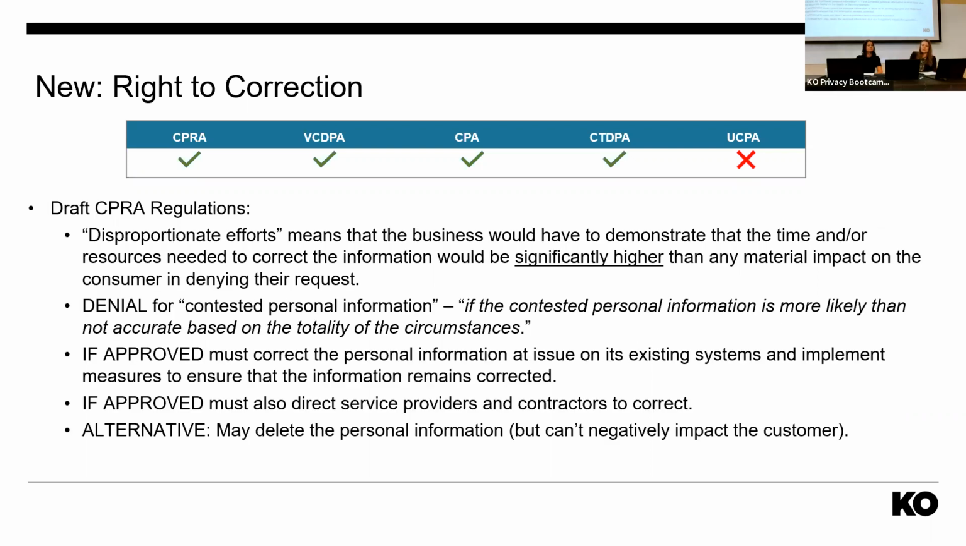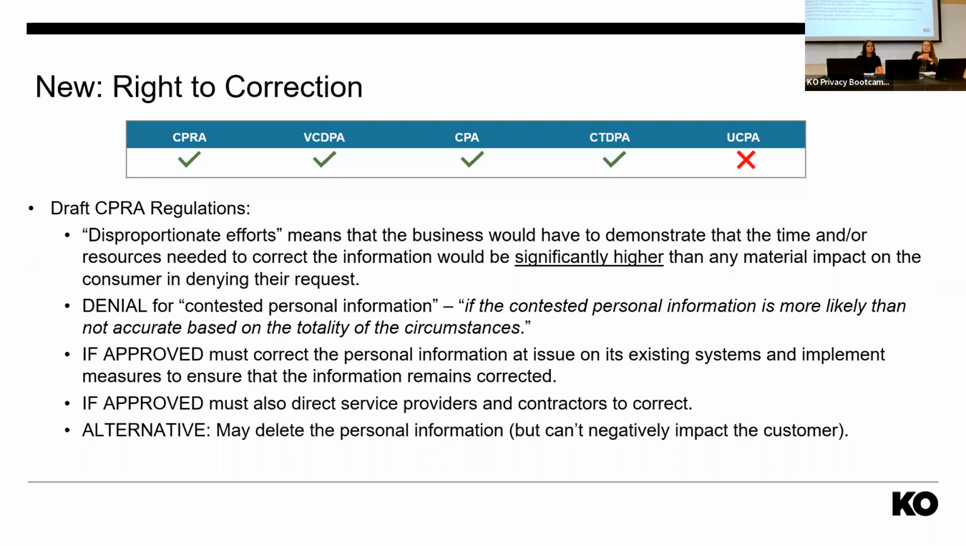Under the draft regulations, the regulators have defined disproportionate effort as the business having to demonstrate that the time or resources needed to correct the information would be significantly higher than any material impact on the consumer in denying their request. This is an important exception when it applies not just to the right to correct, but to other rights under the CCPA, to the extent you're receiving significant requests or numerous onerous requests from a consumer, or depending on how the data is actually stored, there may be some exceptions to take advantage of there.